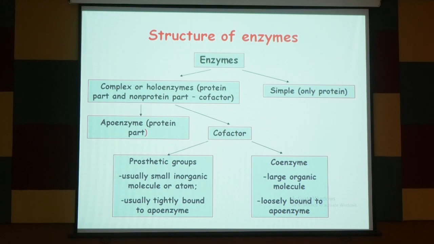The structure of enzyme can be divided into: there are some enzymes which contain no additional cofactors. They are simple proteins. Some enzymes are complex or holoenzymes, protein plus non-protein. The protein part is called apoenzyme, and the non-protein part is cofactor. Cofactor organic is called coenzyme, inorganic is called prosthetic group. So what is the difference between prosthetic group and coenzyme? Coenzyme is loosely bound, can be separated by dialysis, and organic in nature. Prosthetic group is inorganic in nature and tightly bound, cannot be separated by dialysis.